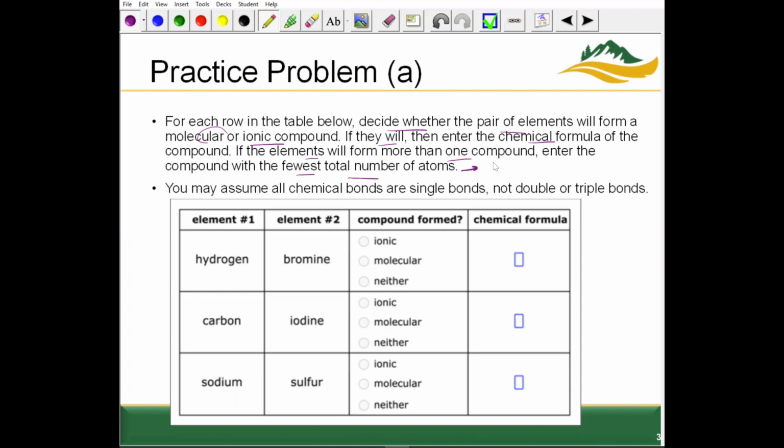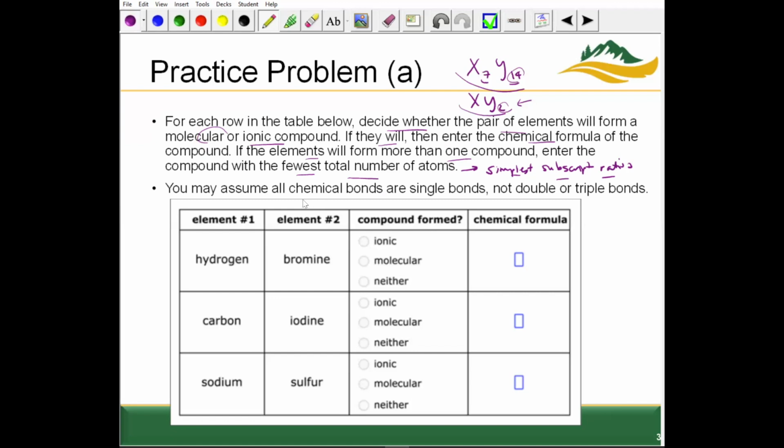So this one, we'd be looking at the simplest subscript ratios. So like X7, Y14, that's 21 different atoms, but we can simplify this to just XY2, because 7 divided by 7 is 1, 14 divided by 7 is 2. So here's only 3 atoms, so if we need to, we'll look at the simplest subscript ratios that we can.